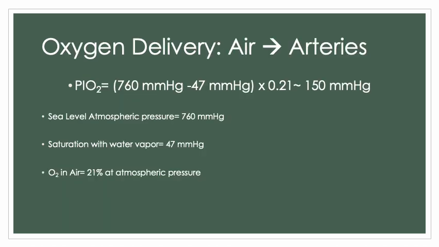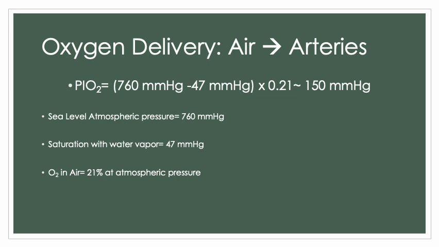So now when we're thinking about oxygen delivery and the movement of oxygen from the atmosphere all the way down into our alveoli, into the arterioles, and then delivery out to our tissues. PiO2 is the pressure of inspired oxygen. And you calculate that considering atmospheric pressure at sea level, which is 760 millimeters of mercury, minus 47 millimeters of mercury, which is the saturation of water vapor, times 0.21, which is the percentage of oxygen in the air, and you're going to get roughly 150 millimeters of mercury of pressure.